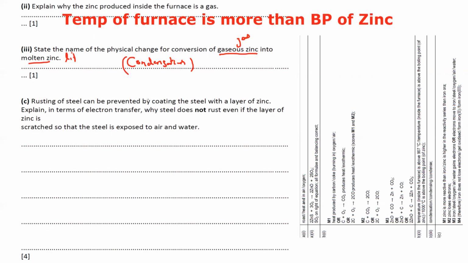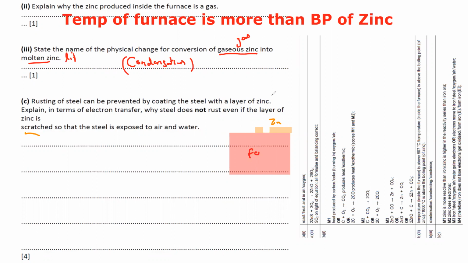Then rusting of steel can be prevented by coating the steel with a layer of zinc. So, for example, if we have a steel, or steel is basically an alloy of iron, so it mainly contains iron. If we want to protect this, what can we do? We can coat it with a layer of zinc. Like we can put a zinc layer on this. So in terms of electron transfer, why does steel not rust? Even if the layer of zinc is scratched, like if the layer is slightly removed or scratched, then even in that case, iron will not rust.